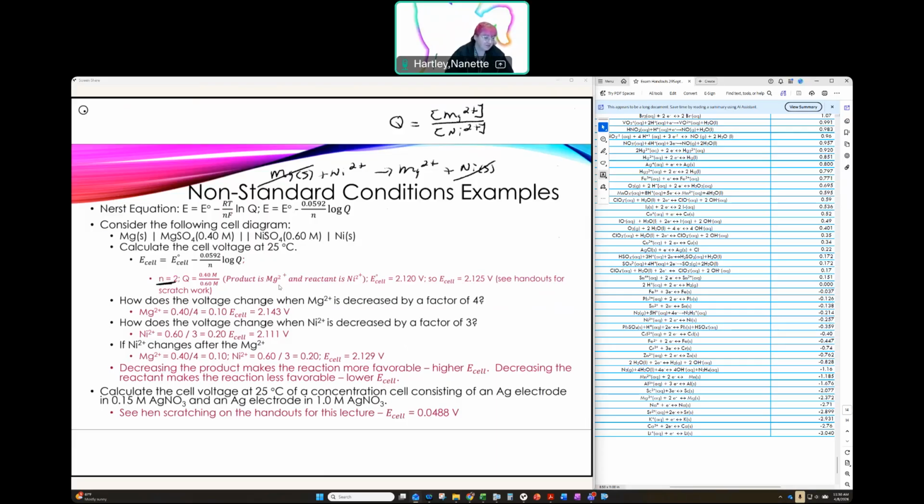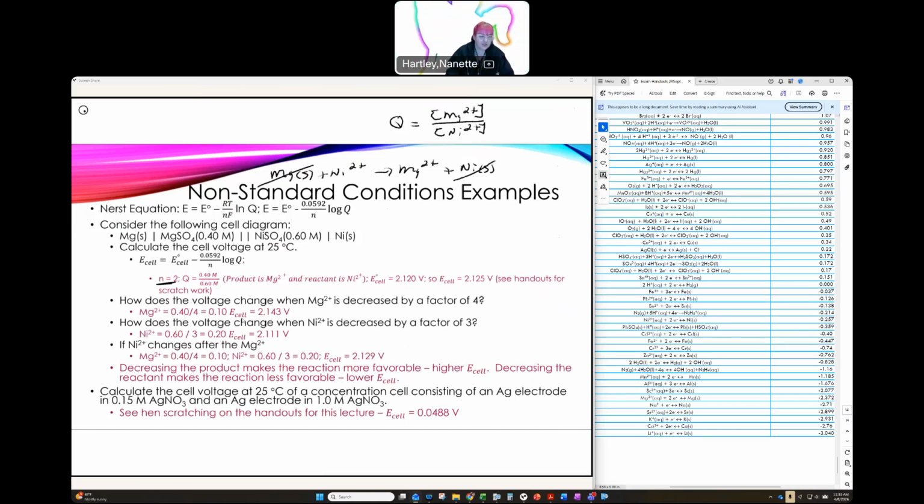Now how does the voltage change if I change the Mg2+ to decrease it by a factor of 4? So I take this from 0.4 to 0.10. Now I would replace in the Q 0.10 over 0.60, and then that voltage changes to 2.143. Let's think about that for a second. If I have made the Mg2+ smaller, the reaction should go forward, which means that the energy force to do that should be higher, and it's more spontaneous. That makes sense to me.